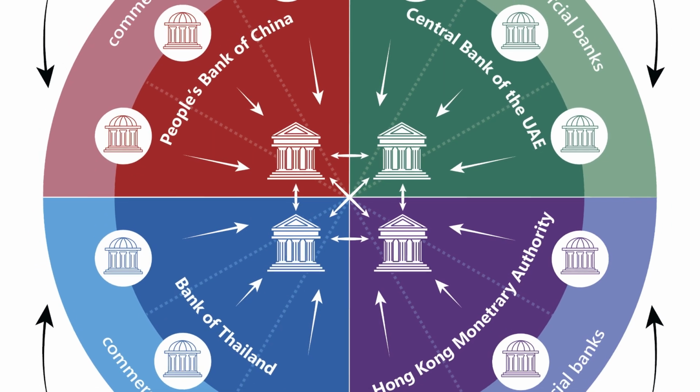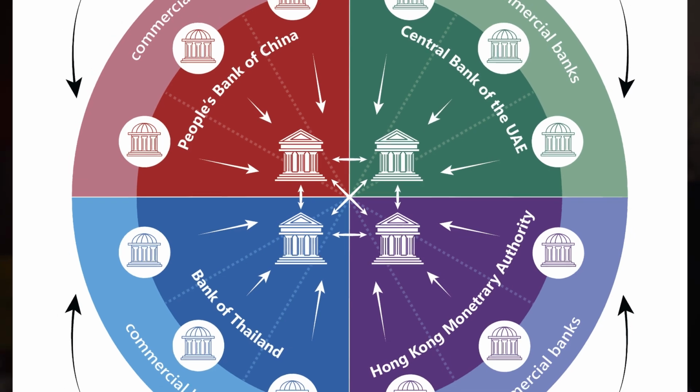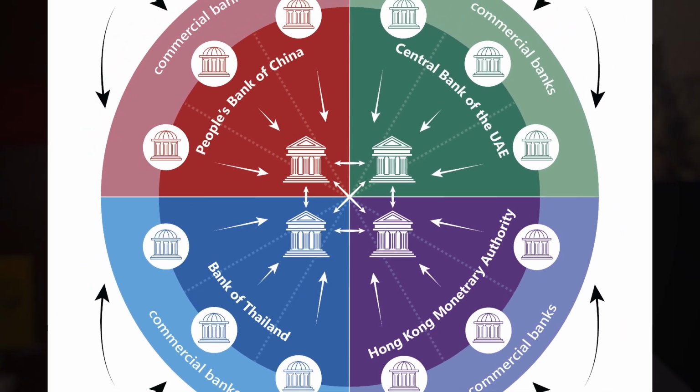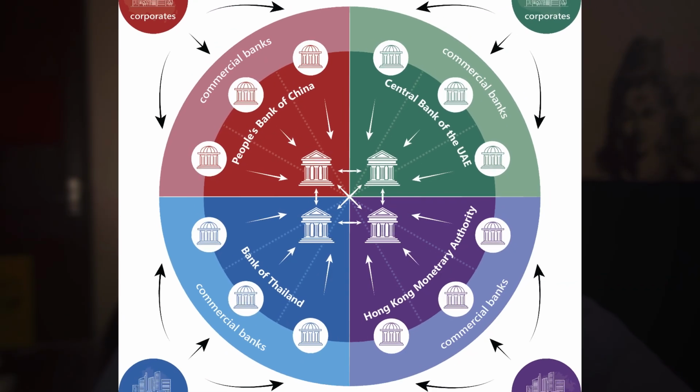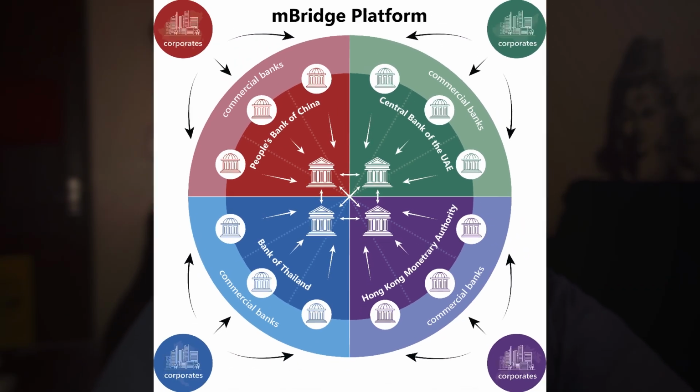The M-Bridge project, connecting the central banks of China, Thailand, Hong Kong, and the UAE, has already processed over $12 billion of cross-border transactions using distributed ledger technology. Russia's SPFS system and China's CIPS network offer SWIFT alternatives to countries seeking financial sovereignty.